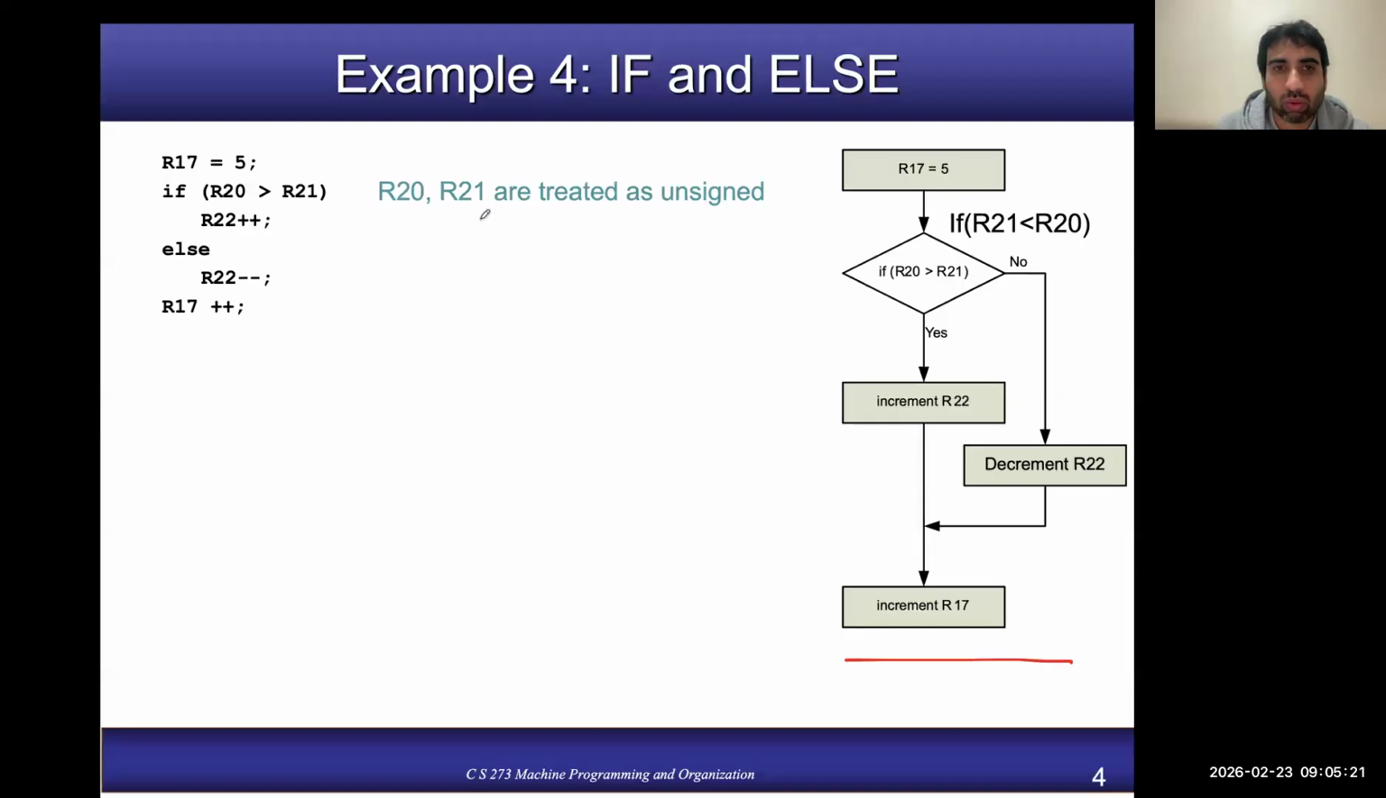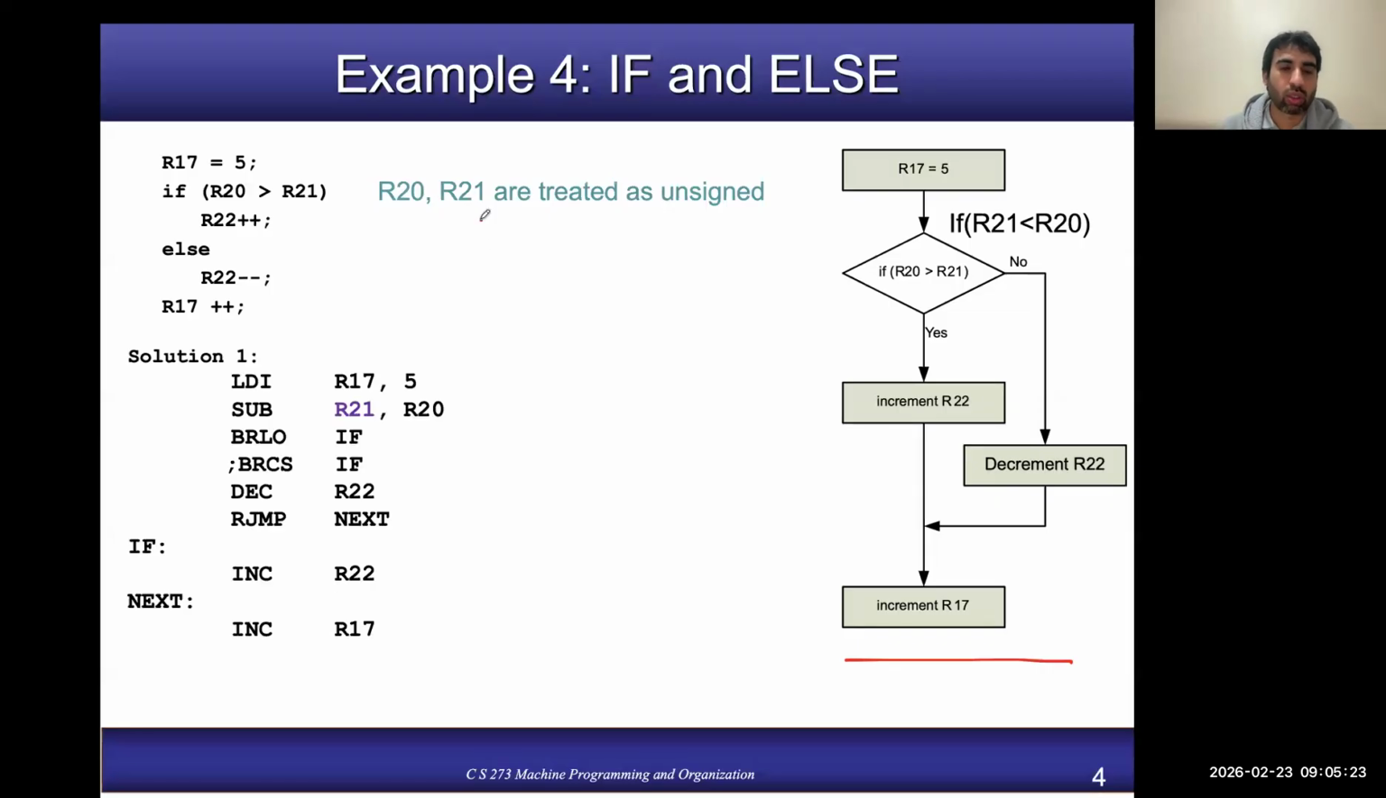Okay, so now let me walk you through the solution. What we need to do here is first load 5 in R17 using the load immediate instruction. Then we are comparing. Actually, you can use the sub instruction to subtract, or you can do a comparison. It will have the same impact.